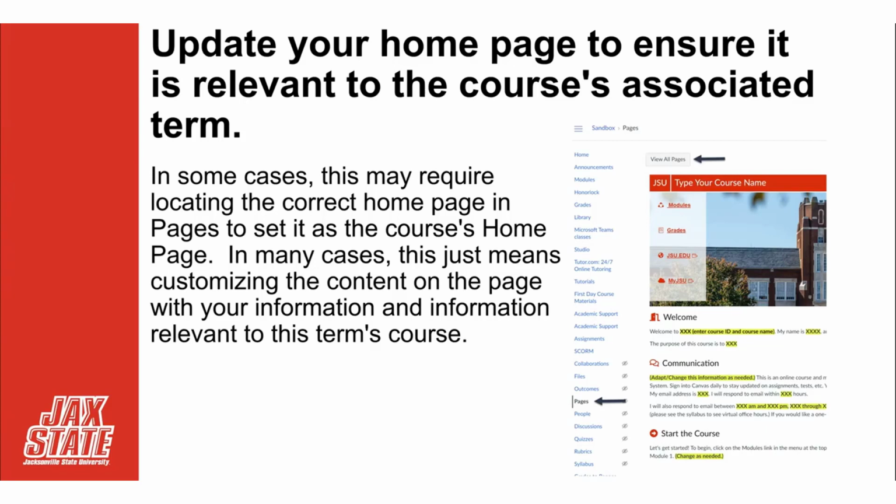So in some cases, this may require locating the correct homepage in your pages to set your correct homepage. But in most cases, this just means customizing the content on the page with the information that is relevant to your current course's term. So if you know that you need to actually locate the correct homepage, you can go into your course navigation, click on pages, and then you're going to want to view all pages. Whenever you view all your pages here, it's going to show every single page that's in your course. And you can just click through that to actually find your accurate homepage and set that as the homepage.